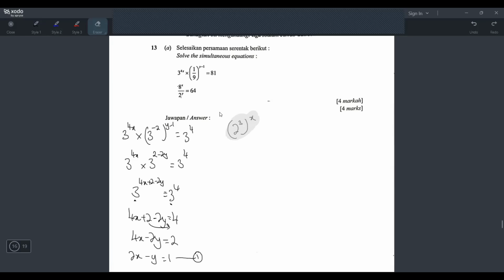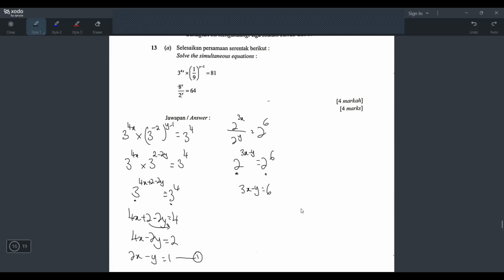Means the 3 has to times with the x. So it's actually 2 power 3x. Divide 2 power y equals to 64, which is 2 power 6, right? 2 power 6 is 64. Okay, if you have two numbers, same base, divide, what do you do with the power? You minus. So it'll be 3x minus y equals to 2 power 6. And then the same thing you did just now: when you have two sides with the same base, the power will be the same also. So 3x minus y equals 6. So this is your second equation.